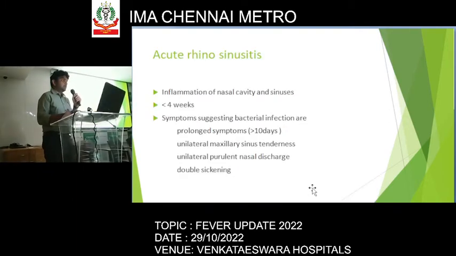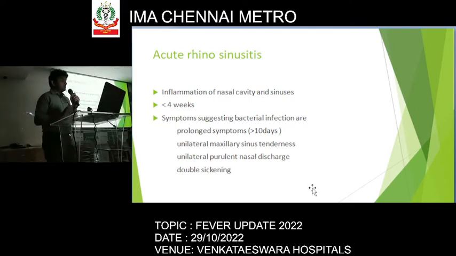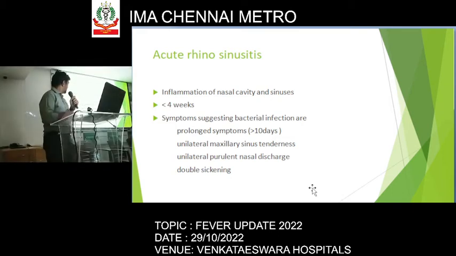In upper respiratory infection, the more common infection is acute rhinosinusitis. It is inflammation of the nasal cavity and sinuses, with a symptom duration of less than 4 weeks. The symptoms suggesting a bacterial cause of acute rhinosinusitis are prolonged symptoms for more than 10 days, unilateral maxillary sinus tenderness, and unilateral nasal discharge, and this entity is called double sickening.